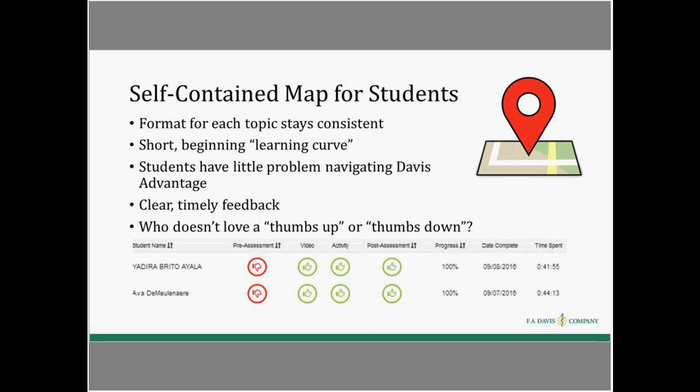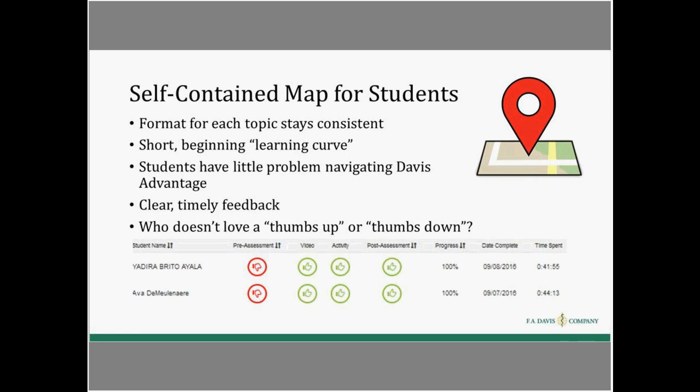Once they get the first topic dialed in, they're then like, oh, I get how we're going to progress through all of these topics, okay? There's little problem navigating it, and there's clear, timely feedback. And I put here, who doesn't love a thumbs up or thumbs down? This is just some data I photographed, or took an image of, if you will, for 2 of my students. And if you remember the 4 things with Davis Advantage, a pre-test, a video, an activity, and a post-test, the students get timely feedback. As they do the pre-test, you see these 2 students got a thumbs down, and that makes sense. They haven't worked with any of this material at all.